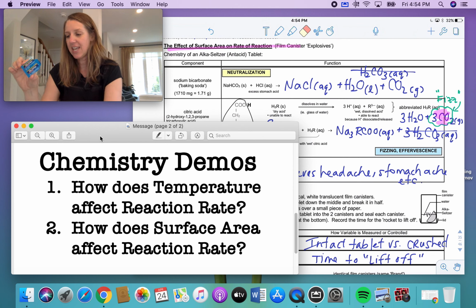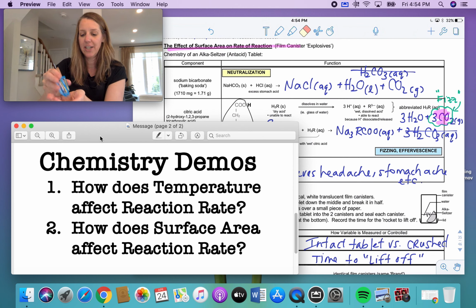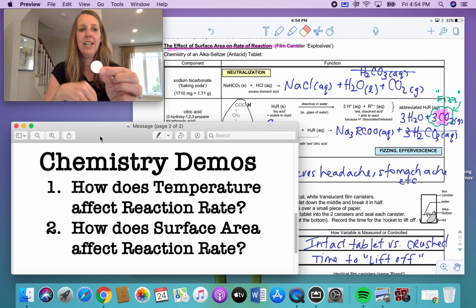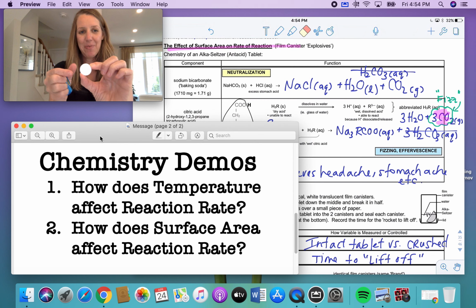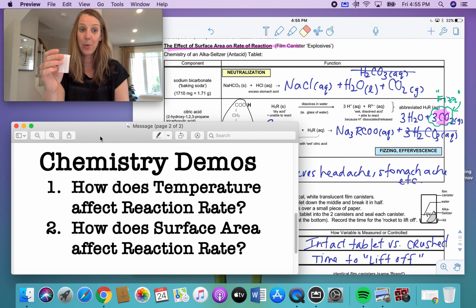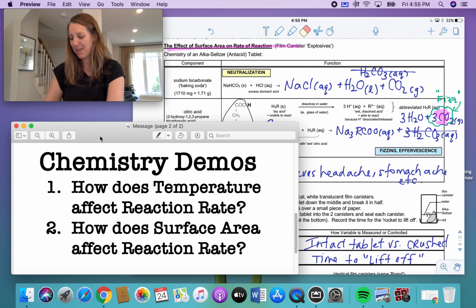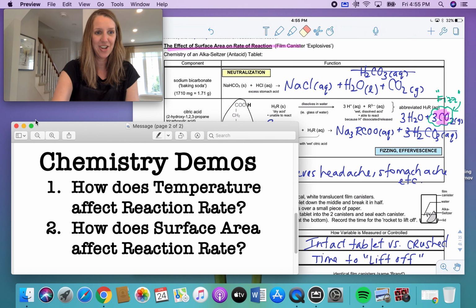I'll just show you what the Alka-Seltzer tablet looks like here. It's a white solid substance with a really chalky feel to it. We broke it in half, and one half went into the film canister whole: a large tablet, small surface area. The other half of the tablet we crushed up into powder, and that was representative of an increased surface area. And what were we comparing? We were comparing the rate of the reaction. Okay, so that was our surface area experiment, and how does that affect the reaction rate?